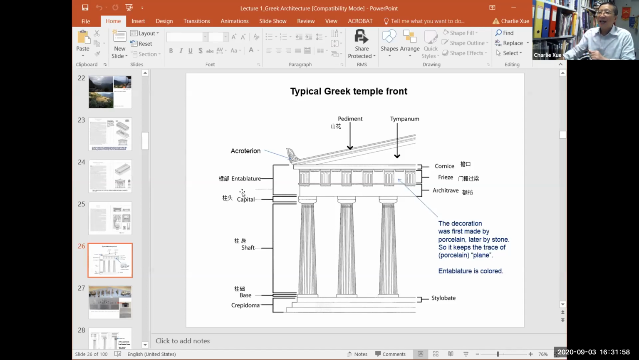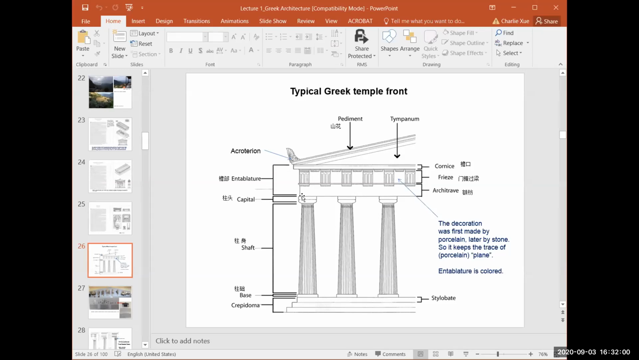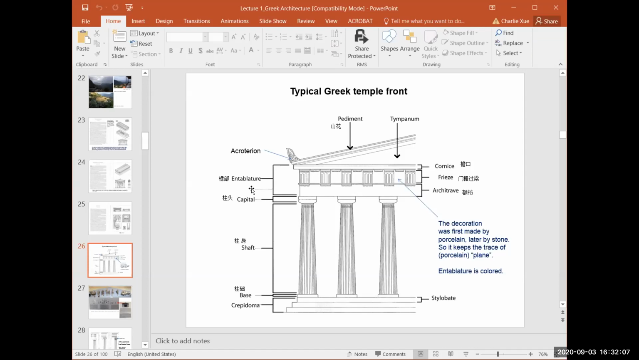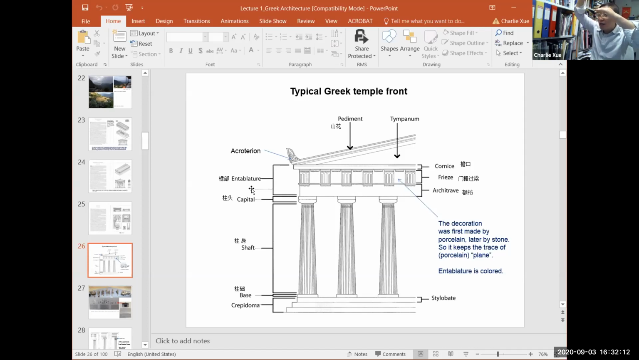Okay? And this whole part is called entablature. Entablature is above the column, below the roof. If you directly put the roof on the column, this building is too low class. You need to have an entablature. This is true in Chinese architecture and Western architecture. You all need to have an entablature. Please follow me. Entablature.